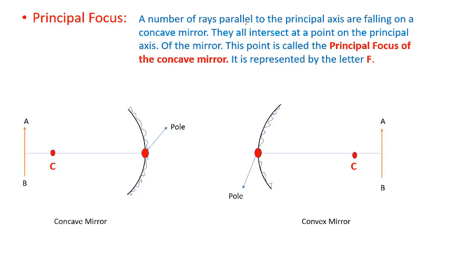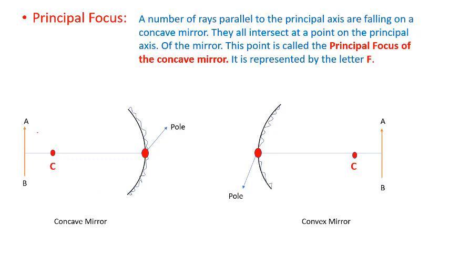A number of rays parallel to the principal axis are falling on a concave mirror. They all intersect at a point on the principal axis of the mirror. This point is called the principal focus of the concave mirror. It is represented by the letter F.